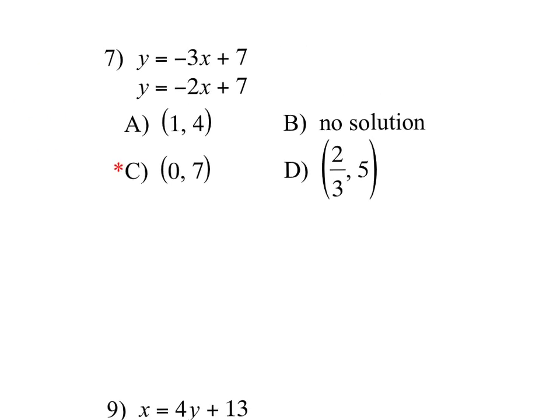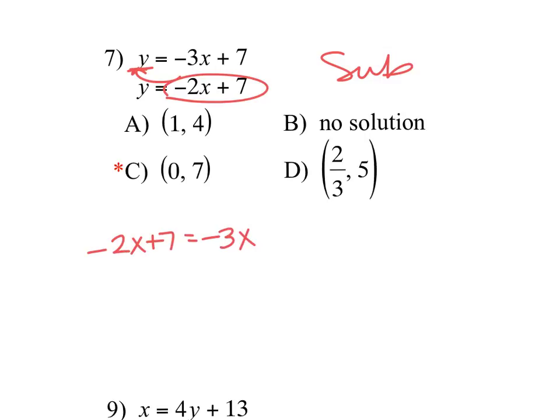Question 7 is another example of substitution. I have an equation that says y equals, so I can plug it in for y. So I have negative 2x plus 7 equals negative 3x plus 7. I'm going to move my x's to the same side, so I'm going to add 2x. 7 equals, I don't know why I did that, negative 1x plus 7. That was annoying. Now I have a negative number. All right, then subtract 7, and that's going to give me 0.